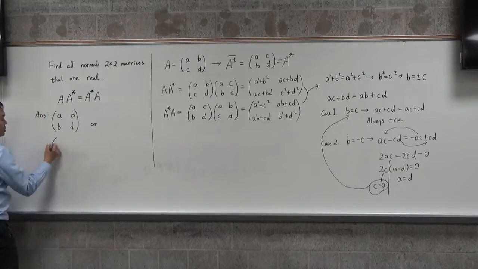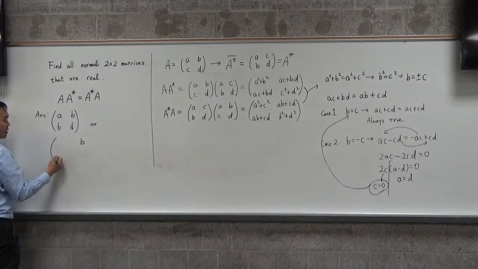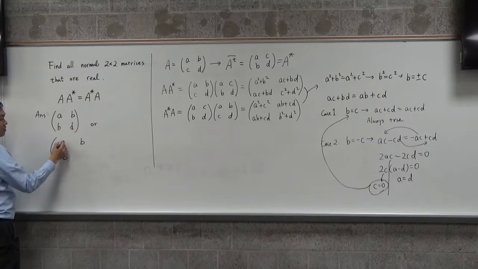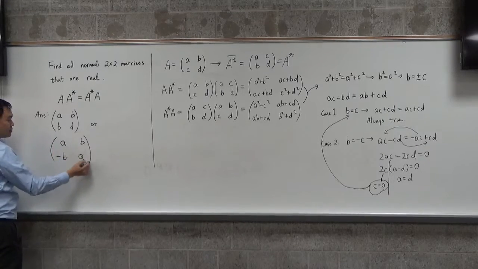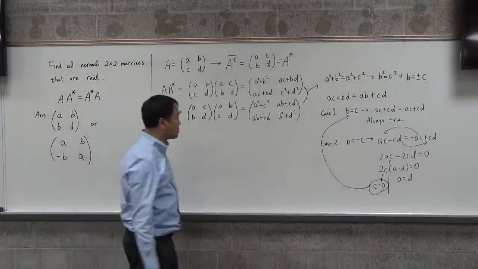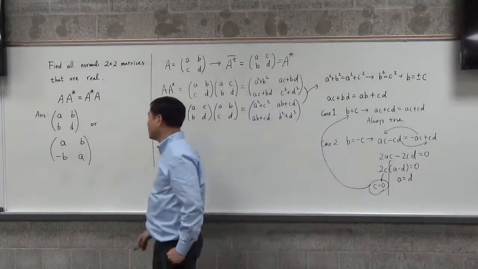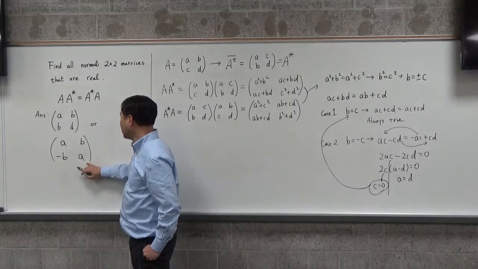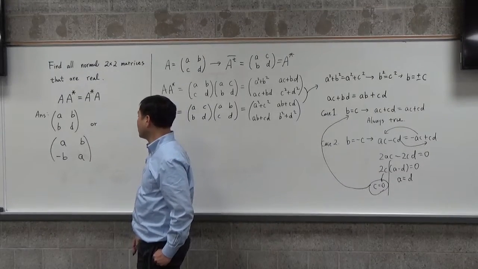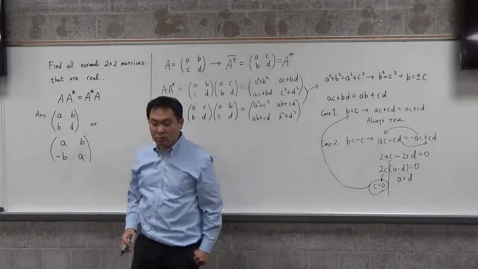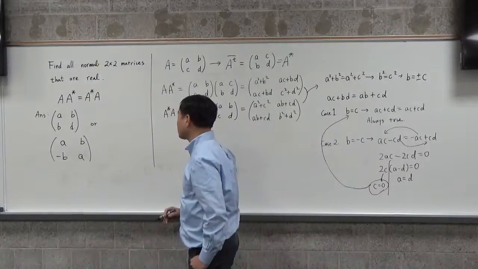Or, in the case when you have B here and then negative B here, then you're forced to say that these two are the same, so it has to be A and A. So this is another case when you have a real normal matrix.